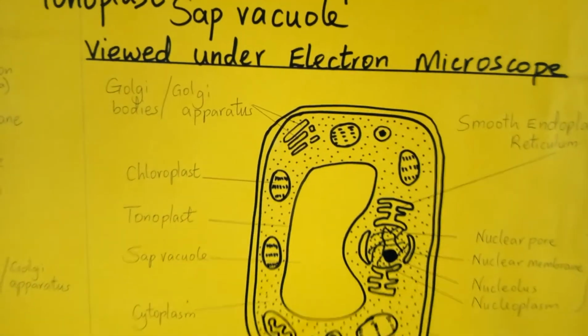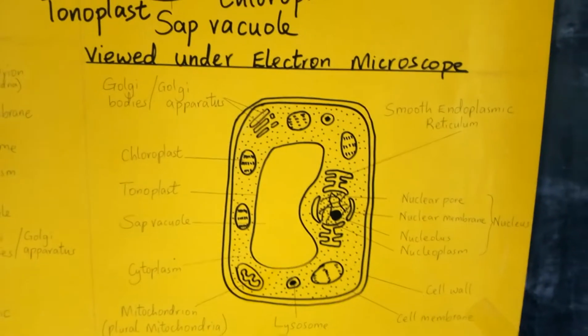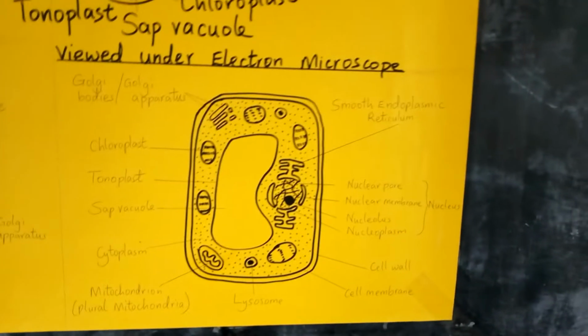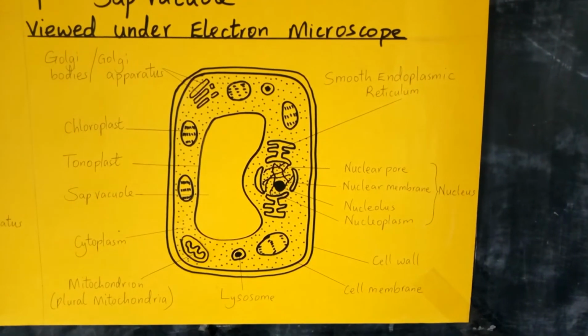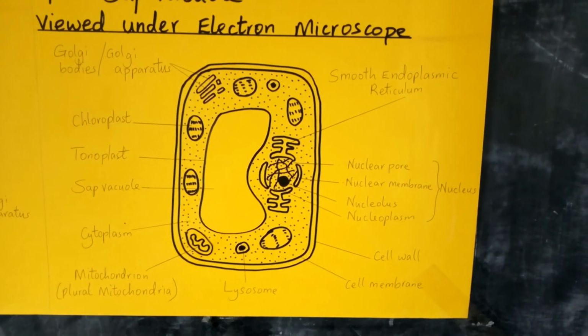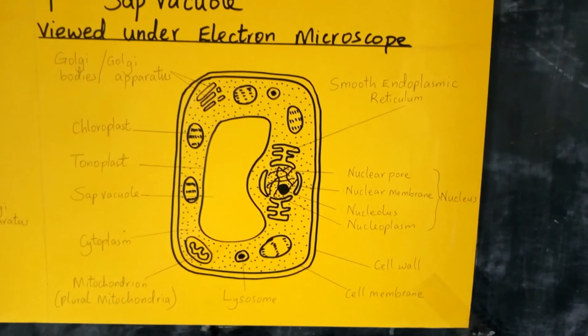Those are the organelles that are found in a plant cell when you look at them under an electron microscope. That is the end of lesson number 52.